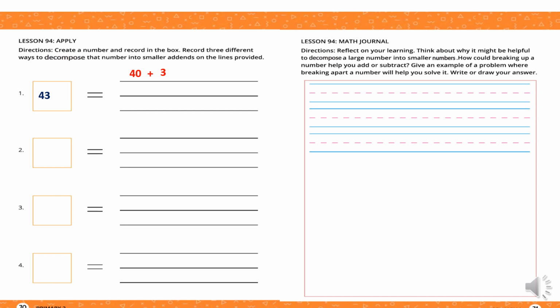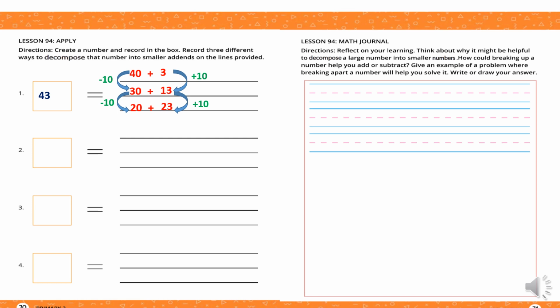Now, if we subtracted 10 from 40, 40 minus 10 equals 30. So we have to add the same number to the second addend. We subtracted 10 from 40, so we must add 10 to 3. 3 plus 10 equals what? Equals 13. The next equation: if we subtract 10 again from 30, 30 minus 10 equals 20. So we have to add 10 to 13. 13 plus 10 equals what?